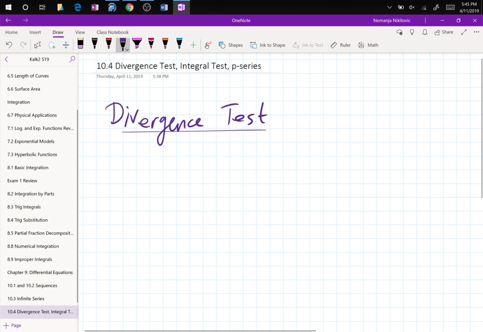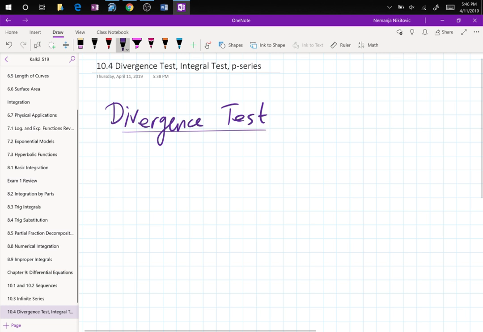So, if the sequence diverges, the series will diverge. Because a divergent sequence goes to infinity, and when you start adding all of those numbers, it clearly has to go to infinity again, right? It is the first line.